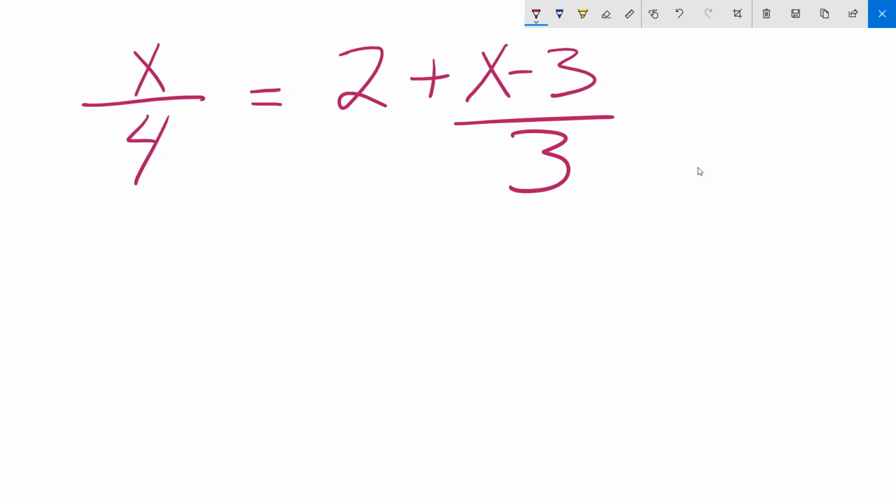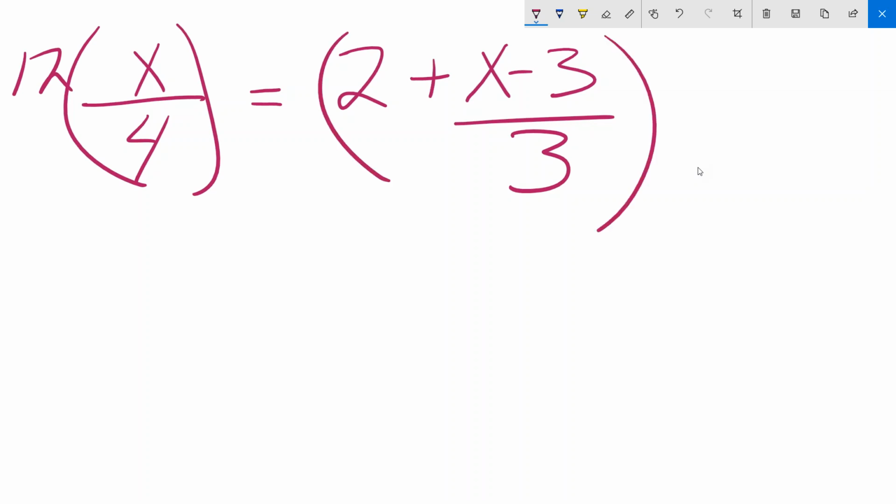We could make them equal. No, we can't make them equal. One is 4, one is 3. However, we can find a least common multiple that gets rid of both of them. What would that be? 12. Okay, so I'm going to multiply the whole left side of the equation by 12, and I'm going to multiply the whole right side of the equation by 12. Now, what's the left side become?